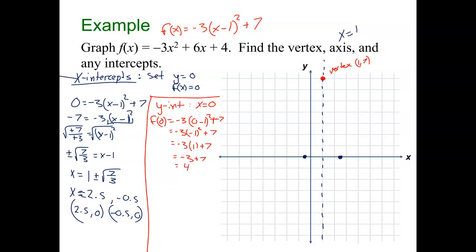4. So my y-intercept is at (0, 4). You only get one. You're only ever going to cross the y-axis once. You'll always have one y-intercept. No more, no less. Exactly one y-intercept.